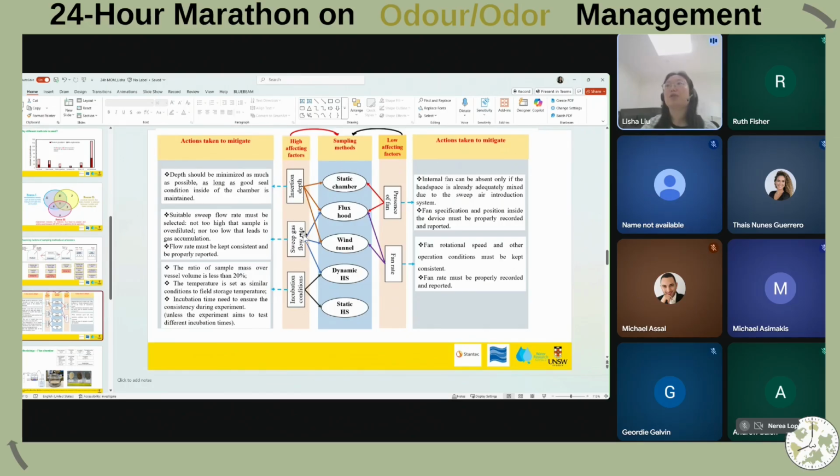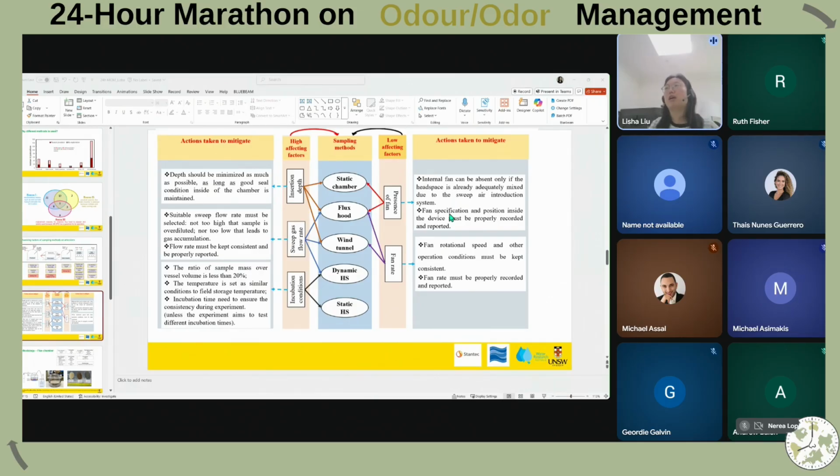Same for the sweep flow rate. When we are doing sampling, a suitable sweep flow must be selected, not too high to dilute, and also not too low to let the gas accumulate inside the chamber. For the low-affecting factors such as the presence of the fan or the fan rate, we also have related actions to mitigate the impact.